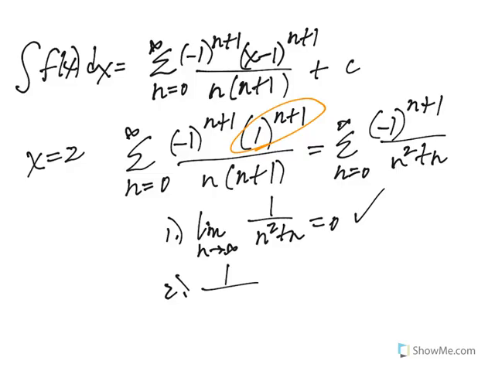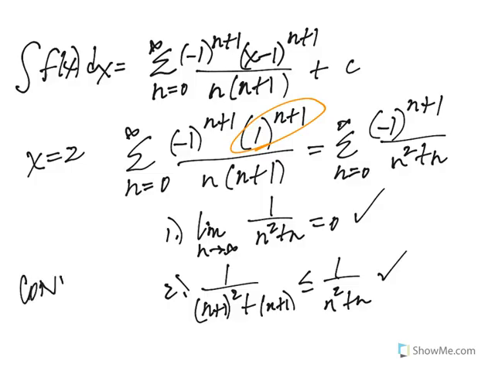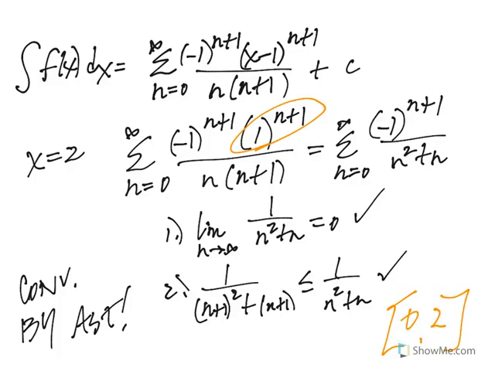Check. Step 2, 1 over n plus 1 squared plus n plus 1 is less than or equal to 1 over n squared plus n. Check, because I told you it's true. So this converges by the alternating series test, which means my overall interval of convergence goes from 0 to 2, including the endpoints. So as you can see from those two examples, either deriving or integrating, you do get different results at the endpoints. So you've got to make sure that you check them.